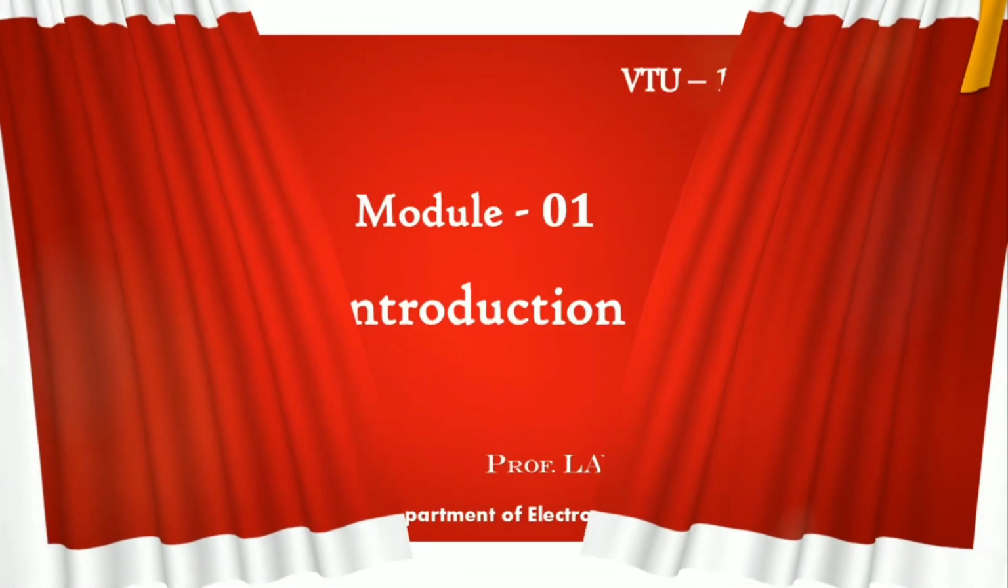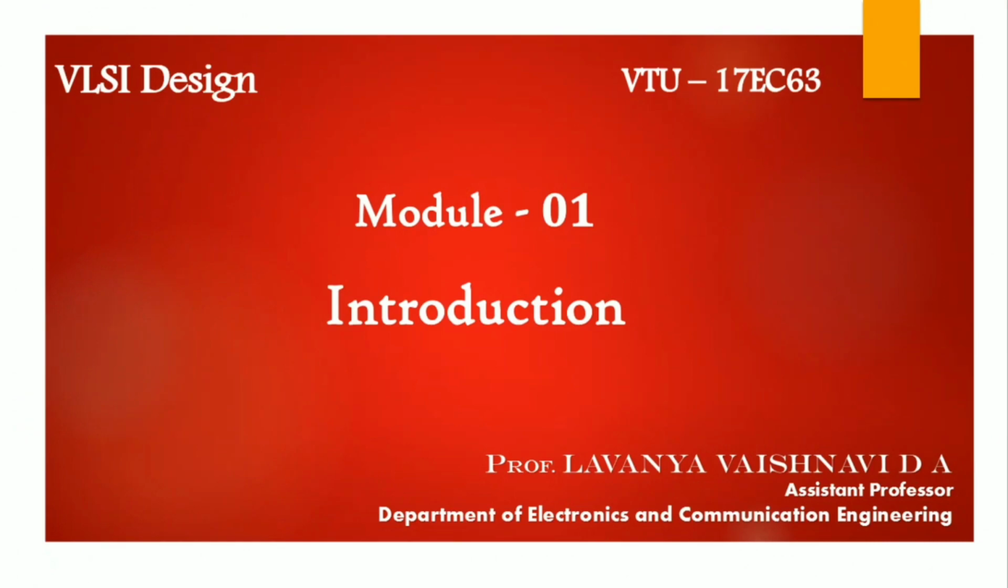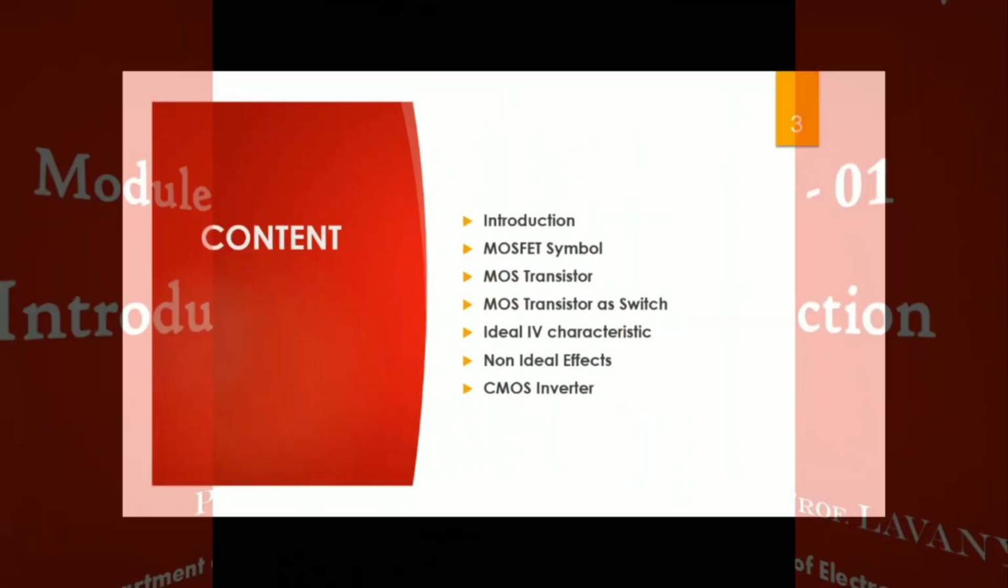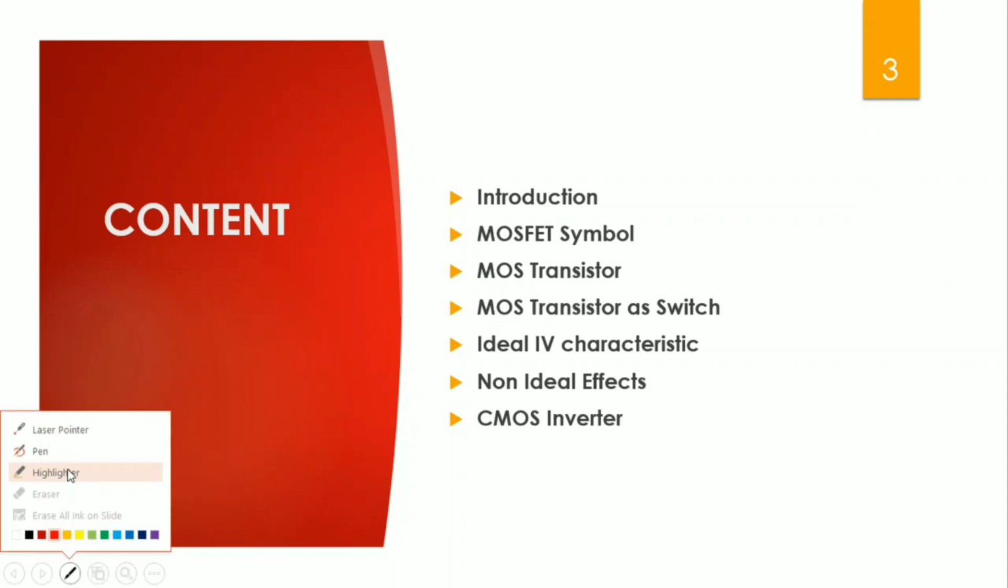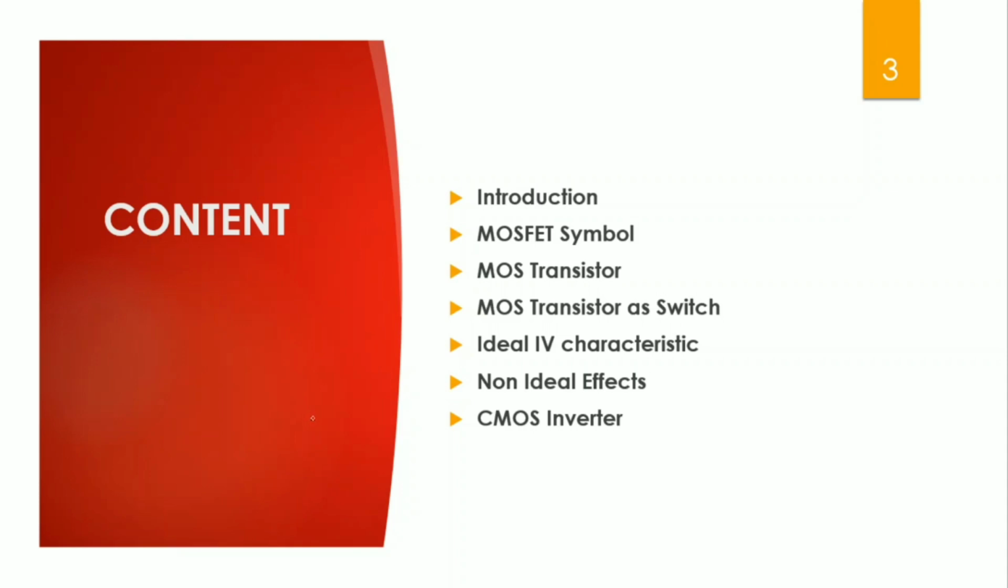Today we will discuss VLSI design. We will take up module 1, and in that we will take chapter 1. In chapter 1 we will be discussing the introduction, MOSFET symbol, MOS transistor and how a MOSFET works as a switch, what the ideal characteristic is, what the non-ideal effects are, and CMOS inverters. In this session, I'll be covering the first three topics: the introduction, the MOSFET symbol, and the MOS transistor as a switch.